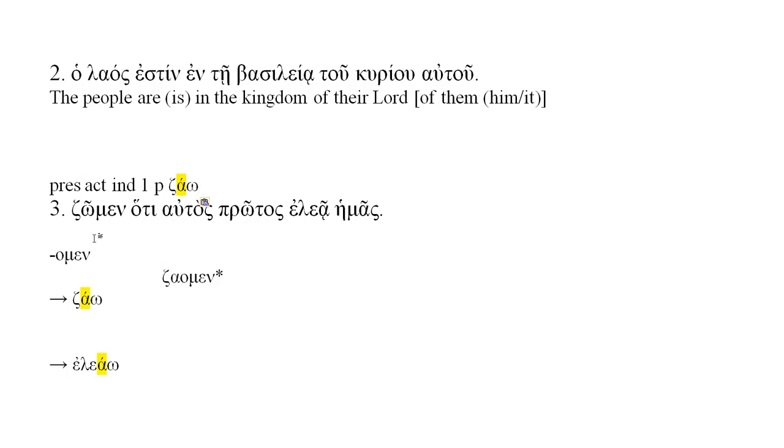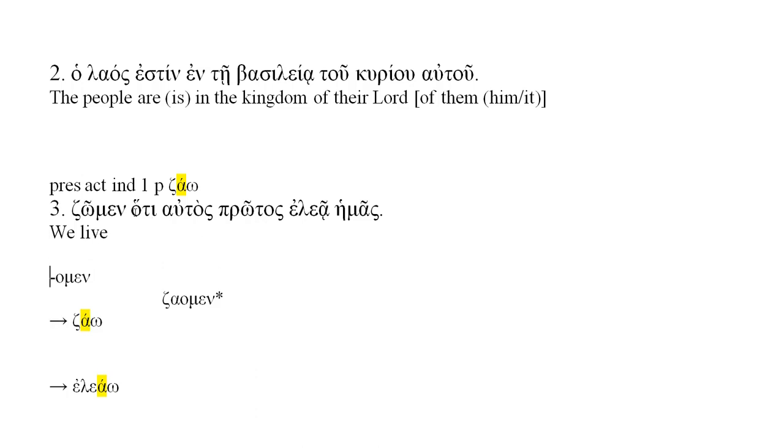So we have zomen is live, so we live. That is the translation of it. We live. And then hoti, this can mean various things. It can mean since, it can mean because sometimes, and it can simply mean that. So here we have we live. I can maybe say since or because.